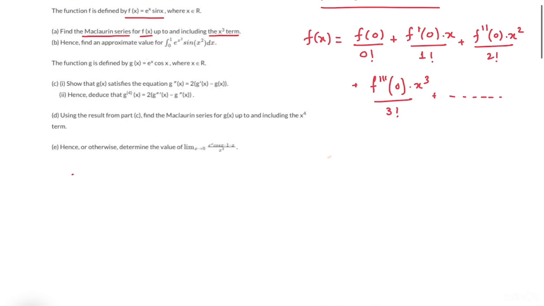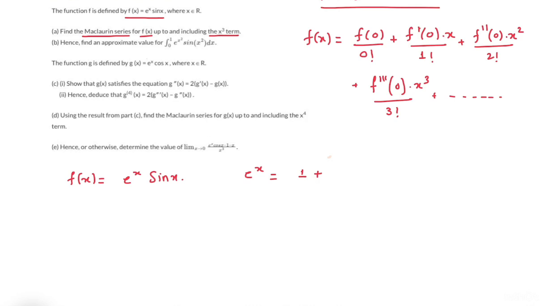Now, once we know this, the question becomes very easy. So we have to identify the Maclaurin series for f(x) equals e raised to the power x multiplied by sin x. Now there are two ways in which we can attempt this question. First, we can identify the Maclaurin series for e raised to the power x. This is f(0), which is e raised to the power 0, that is 1. 0 factorial is anyway 1.